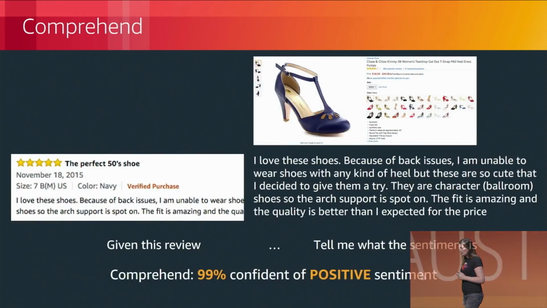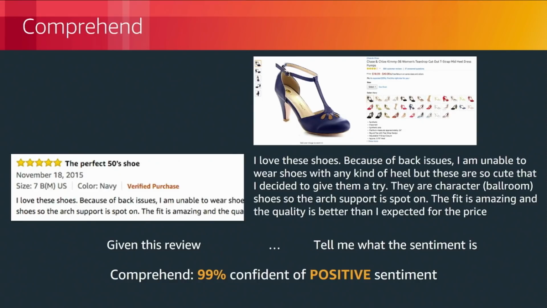All right, here's the next use case. As developers, I want you, based only on text, so not the 5-star rating this person's given this shoe on Amazon.com, but only on text, tell me the sentiment of that text. So I'm going to use Comprehend. Now I've just passed this text in, and you as humans can read this text and see some very positive language. And indeed, Comprehend has said that it's 99% confident that this is of positive sentiment.